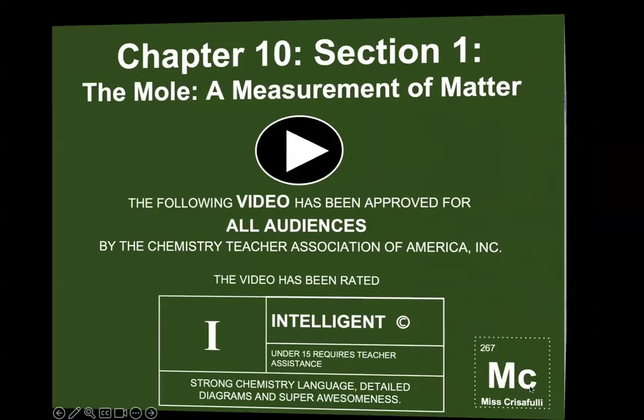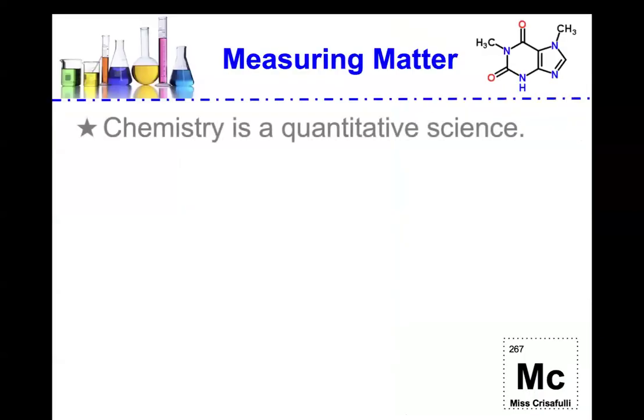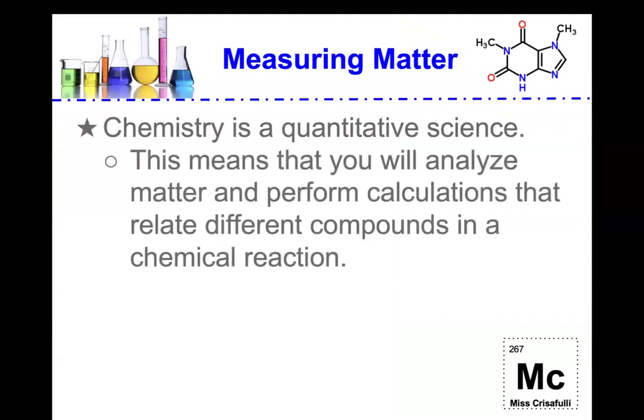As we look at the mole in terms of how we measure matter, we have to remember that chemistry is a quantitative science. This means that you will analyze matter and then perform calculations that relate to the different compounds in a chemical reaction. That's what quantitative means. It means you can measure something.